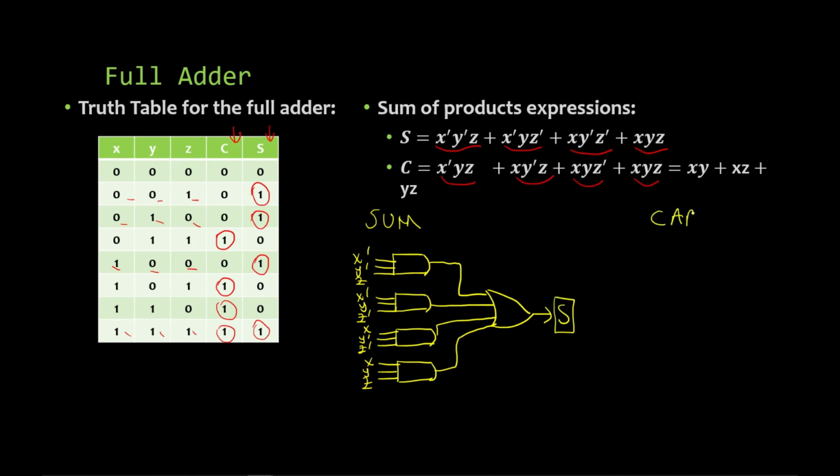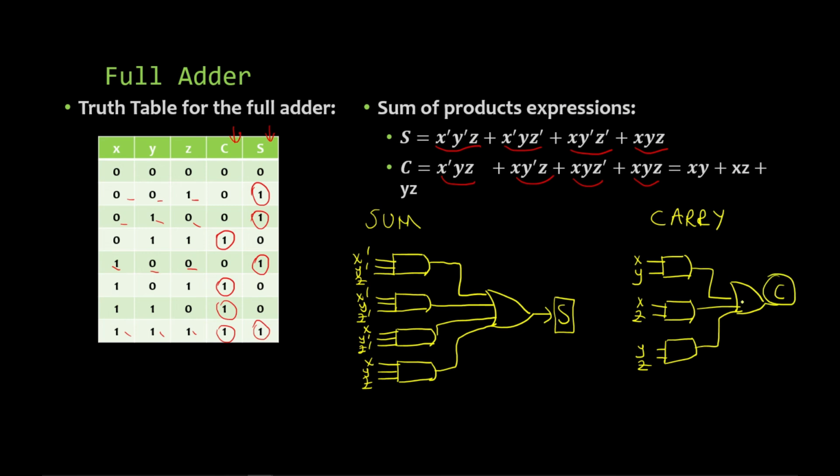And for the carry, we are going to have 3 AND gates. And finally, we are going to have an OR gate. This one is going to get X and Y as the inputs. This one, X and Z. This one, Y and Z. And they will again go to the OR gate to give the output carry.